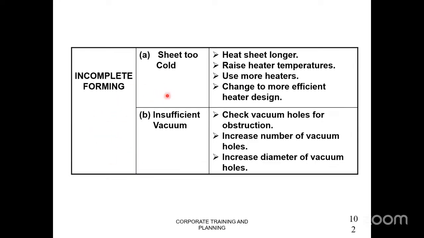Incomplete forming: sheet too cold, and insufficient vacuum. These are the two main causes for incomplete forming. If there is not proper heating, then you have to heat the sheet, raise the temperature of the heaters, use more heaters, change to a more efficient heater design. And for insufficient vacuum, if you are not applying 100% vacuum there, then the sheet does not get oriented.